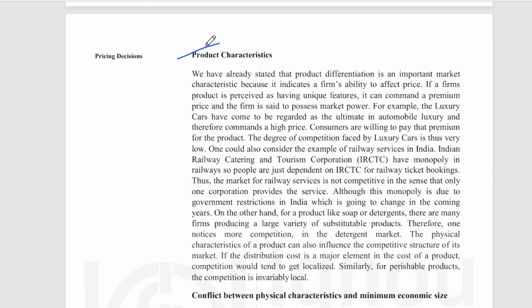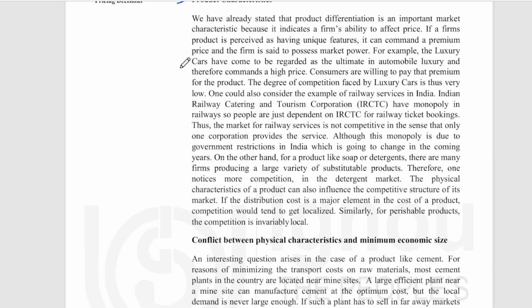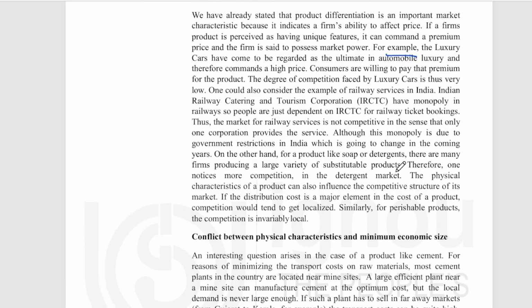And next is product characteristics. What are product characteristics? We have already stated that product differentiation is an important market characteristic because it indicates a firm's ability to affect price. If a firm's product is perceived as having unique features, it can command a premium price, and the firm is said to possess market power. An example is here. So please go through your IGNOU study material also.